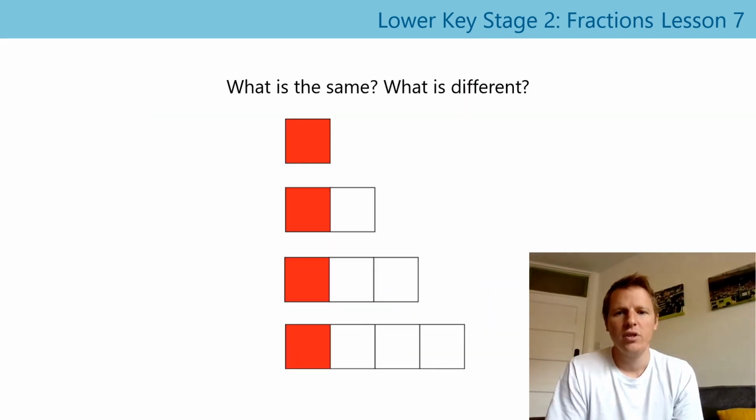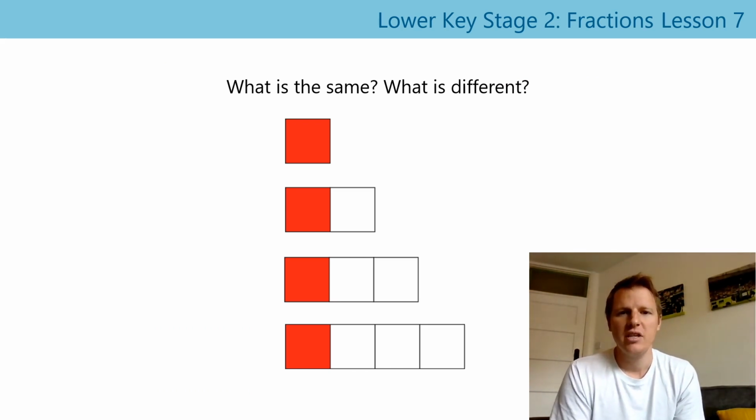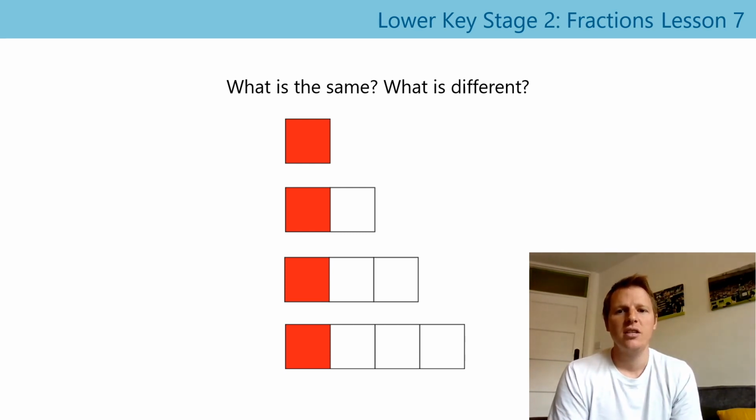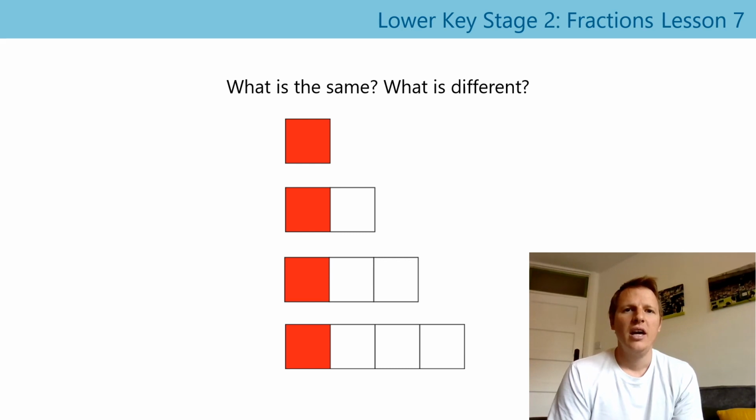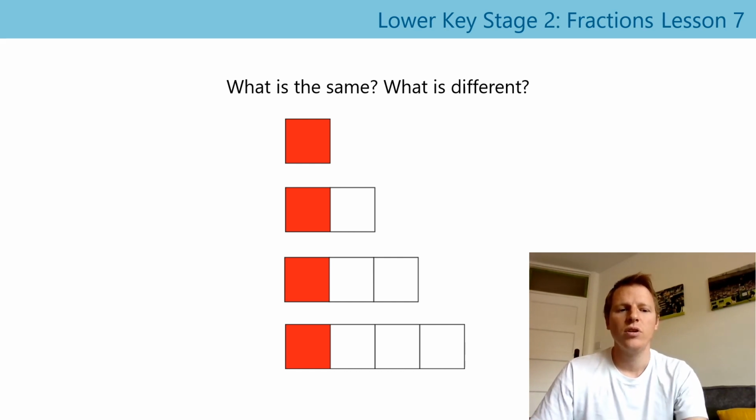Okay, so this first example, I want you to think what is the same and what is different in each of these images. There's 4 images there. Just like in the previous lesson, I want you to use the word whole and the word part when you're describing the similarities and differences. So pause the video and either say them out loud or write them down or tell someone that's there with you what's the same and what's different. Okay, let's go through those 4 images.